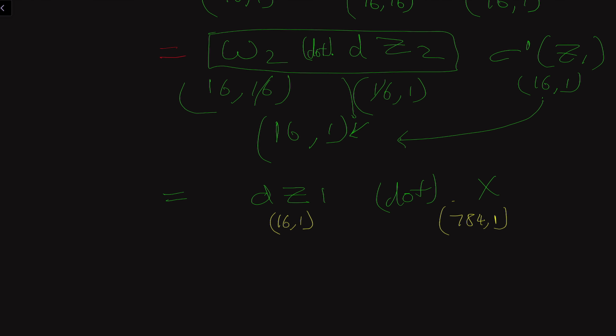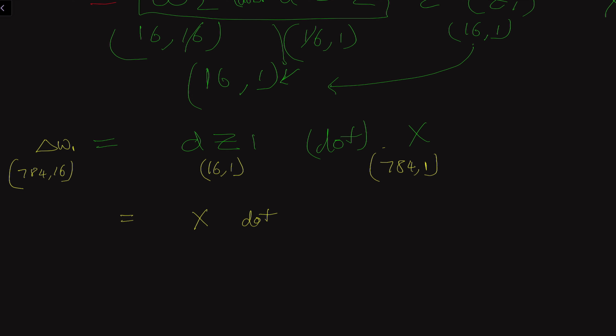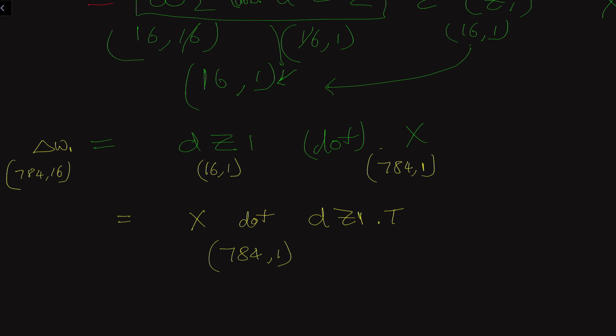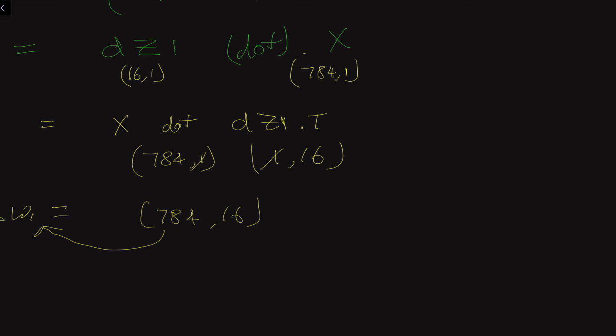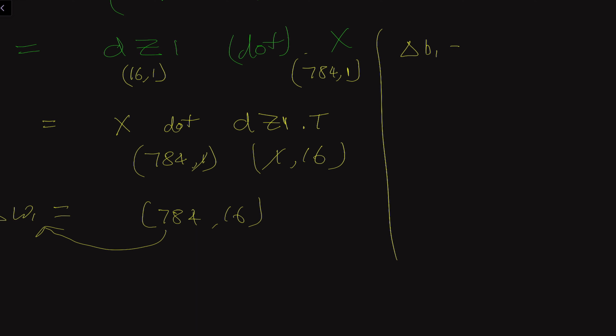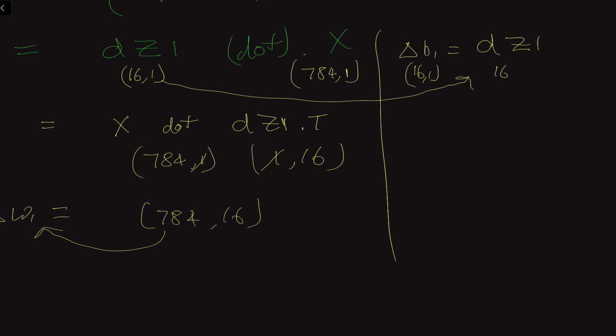And we're doing delta W1, which is nothing but 784 comma 16, okay? So what we need to do here is X dot dZ1 transpose. That will give us 784 comma 1 here and 1 comma 16 here, which will cancel out the ones, and the result will be a 784 comma 16 matrix, which is the same as the W1 matrix dimensions. And similarly, if you've been following through till now, delta of B1 will just be dZ1, okay? That was 16 comma 1. And we know that dZ1's dimensions are also 16 comma 1.